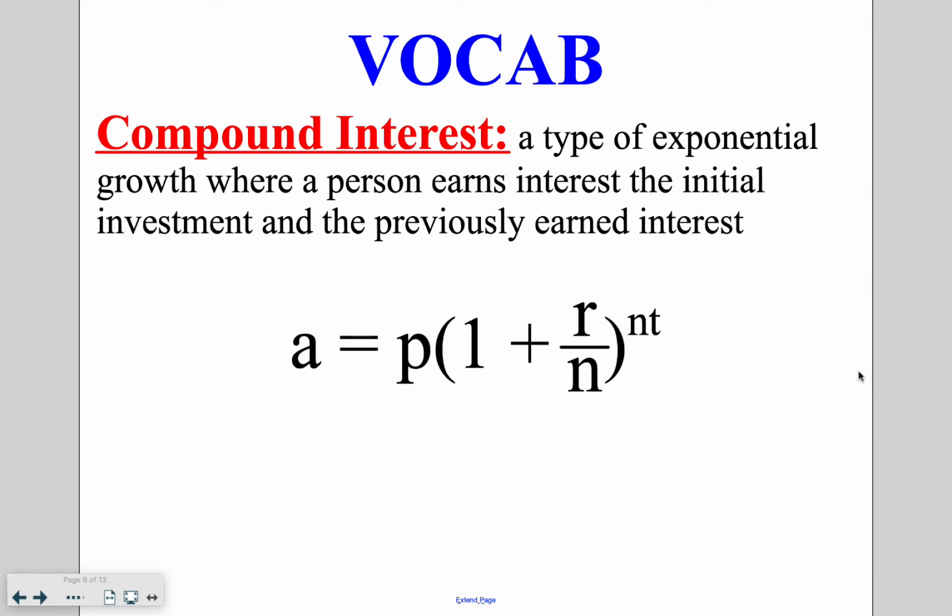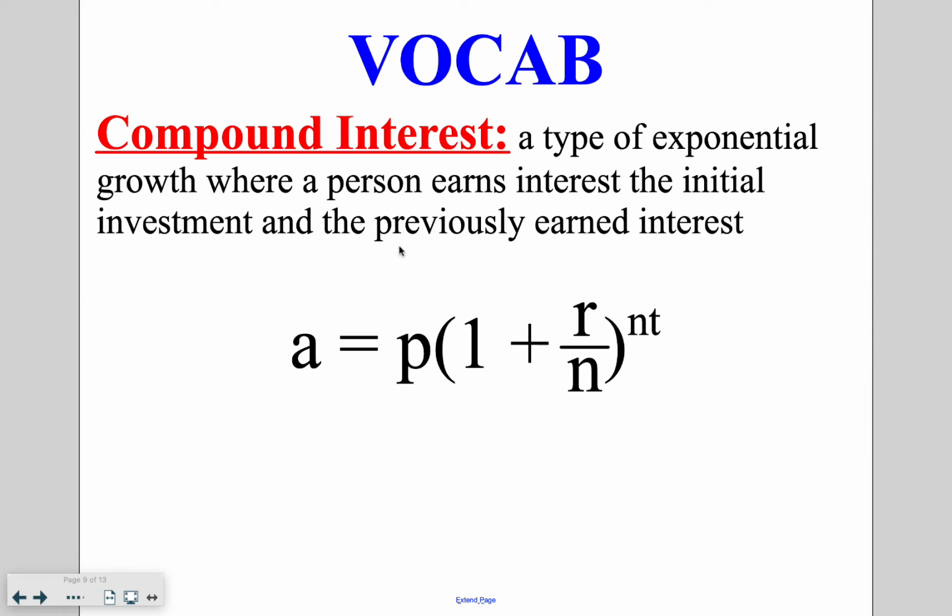The last formula we are looking at is compound interest. This is a specific type of exponential function that deals with money. We talked about it a little bit last year. Interest is something you are earning or paying on a loan or an investment. It's a little extra money that you get either for investing in something or a little extra money that you have to pay for borrowing something.